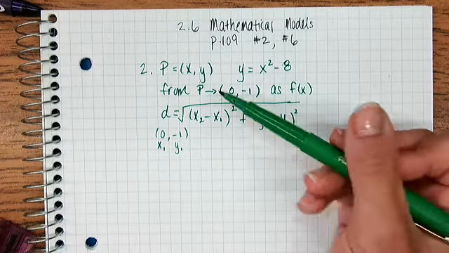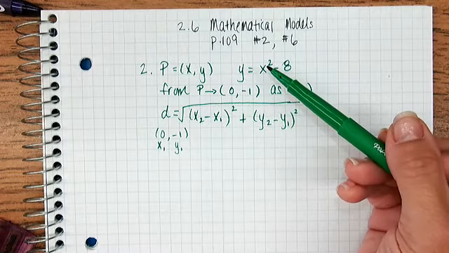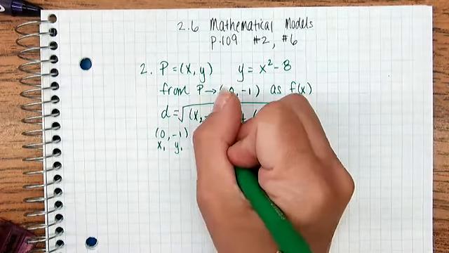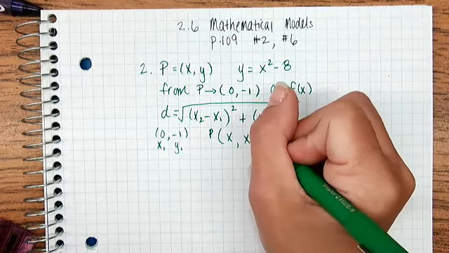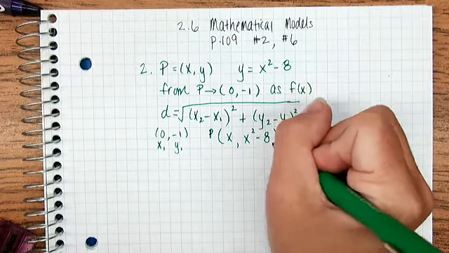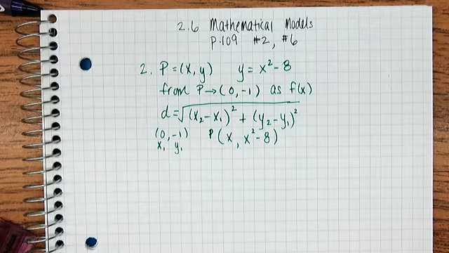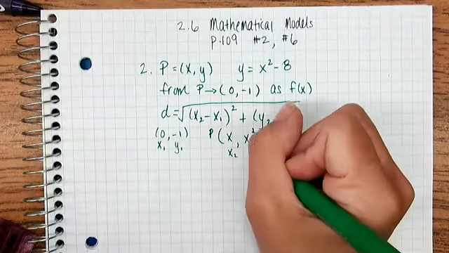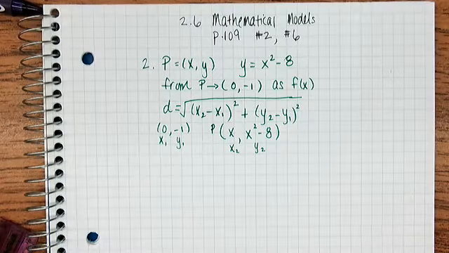Well, guess what? If the point is x comma y, don't I know y? Y is x squared minus 8. So my point is now x comma x squared minus 8. Just took out y and put x squared minus 8 in. I'm going to use this as my x2, y2. And now it is a plug and chug.